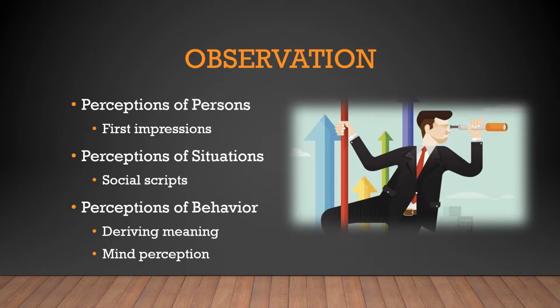Three categories of observation we will discuss here are perceptions of persons, perceptions of situations, and perceptions of behavior. Perceptions of persons is often a quick process in first impressions. Research into first impressions has shown that it takes very little time for an individual to read another's facial expression and attribute personality, demeanor, or mood.